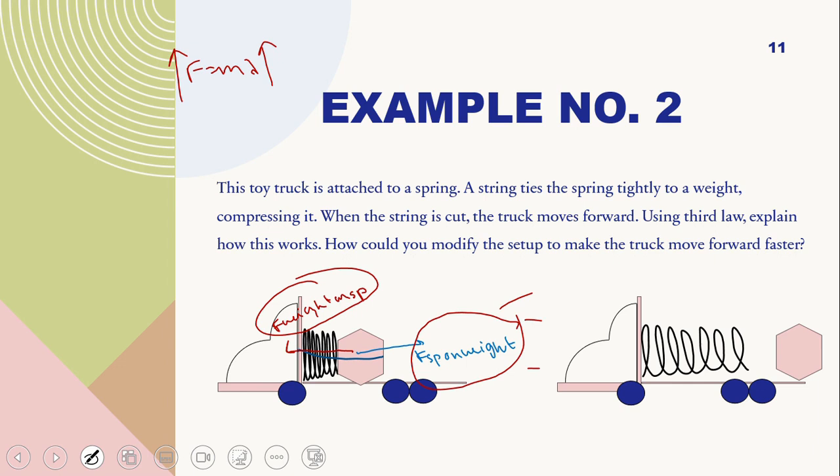Now recall that F spring is equal to negative kx, where k measures the spring constant, or how tough the spring is, and x is the distance that the spring is expanded or compressed. In our case over here, we're talking about compression. Basically, to increase the force of the spring on the weight, we can either A, increase the displacement x of the spring from its natural state by compressing it more, or B, use a spring with a greater spring constant.